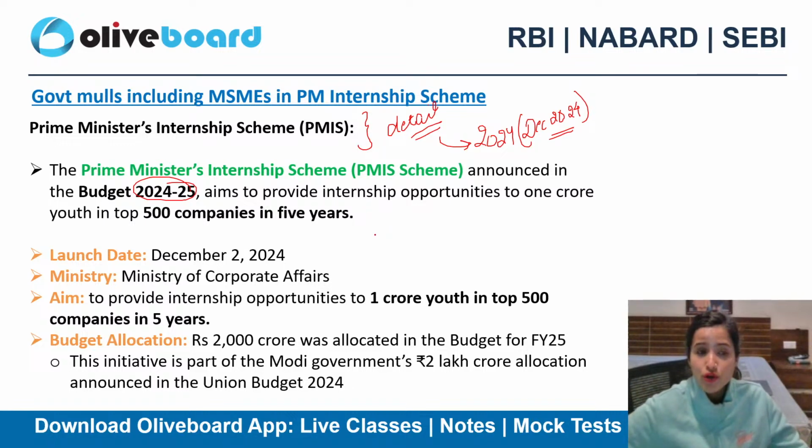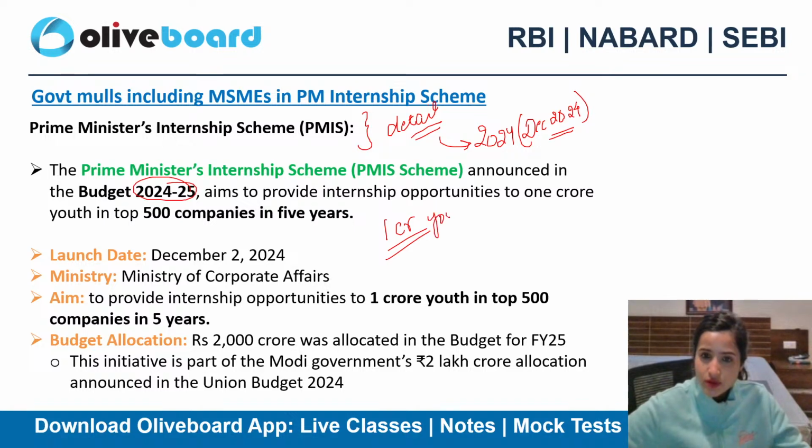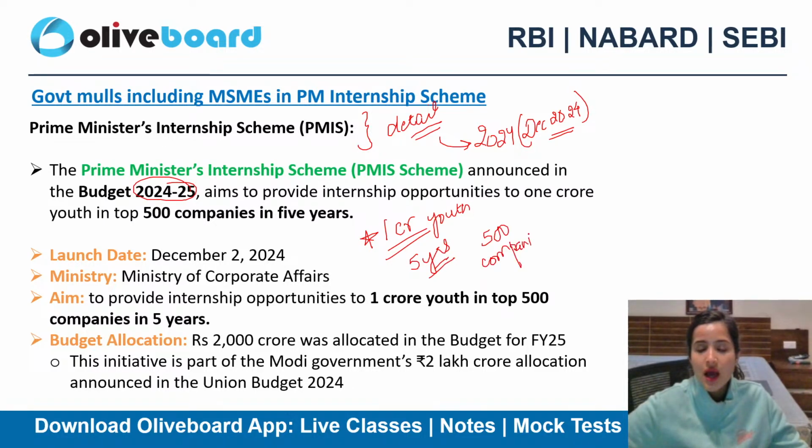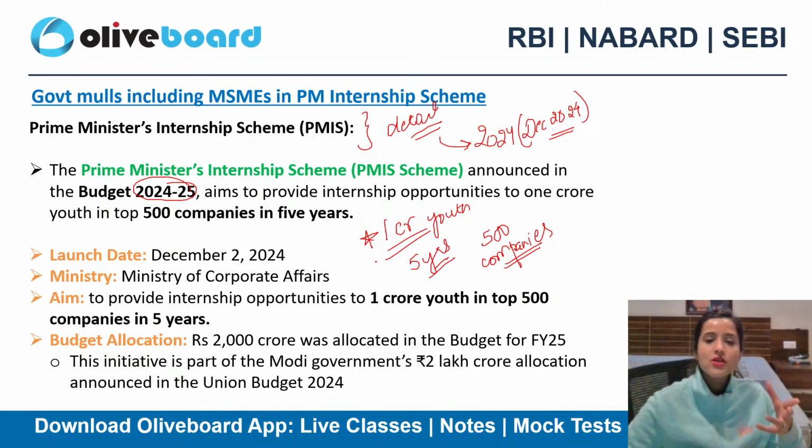Now, what is important over here? That it is going to provide internship opportunities to 1 crore youth. What you have to remember is 1 crore youth, and in 5 years in top 500 companies. So this becomes important. This can be asked in exam, right? In your factual current affairs, just like I explained in the previous YouTube class yesterday, I explained the types of current affairs asked. So one type is your factual current affairs. So this can be asked in that.